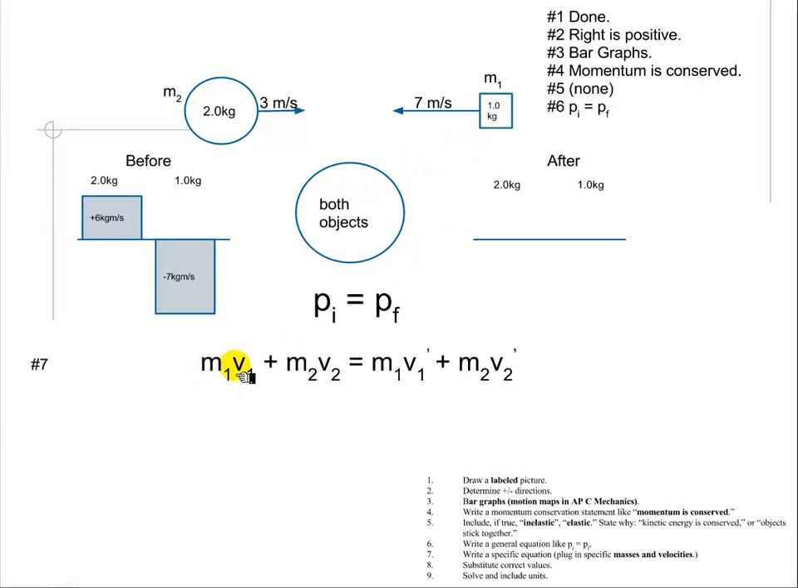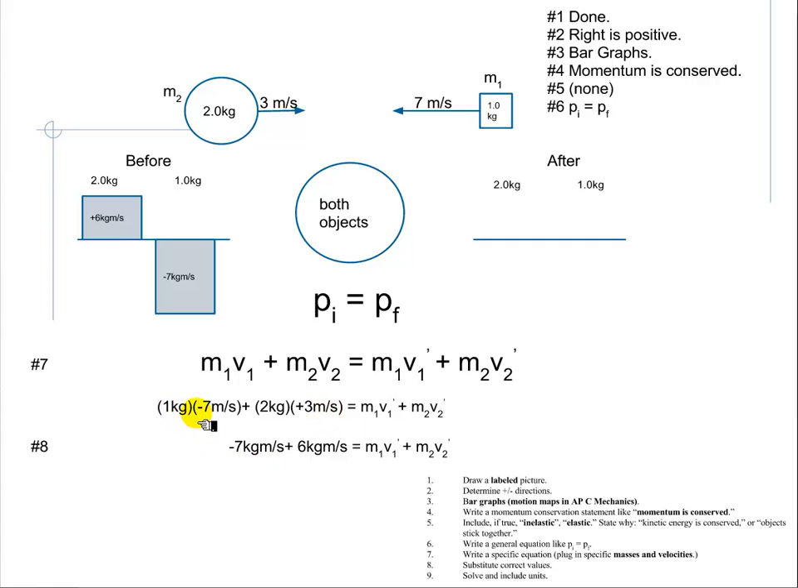Let's call this M1. So M1 times velocity 1 plus M2 times velocity 2 is equal to M1 V1 after. That apostrophe means after the collision, and then M2 V2 after the collision. So that's the net momentum after the collision. This is the net momentum before the collision. Then we go ahead and start to plug in our values. We substitute the correct values. The 1 kilogram mass is going to the left, so that's negative 7 meters per second. The 2 kilogram mass is going to the right at 3 meters per second.